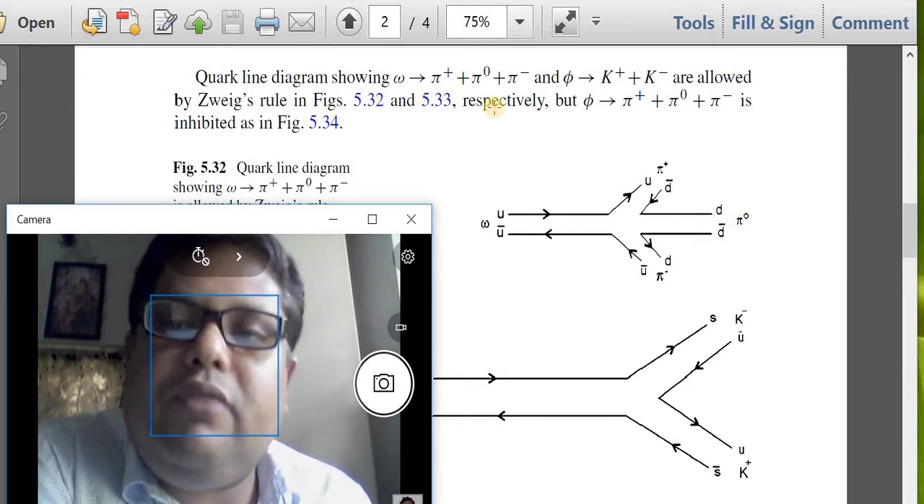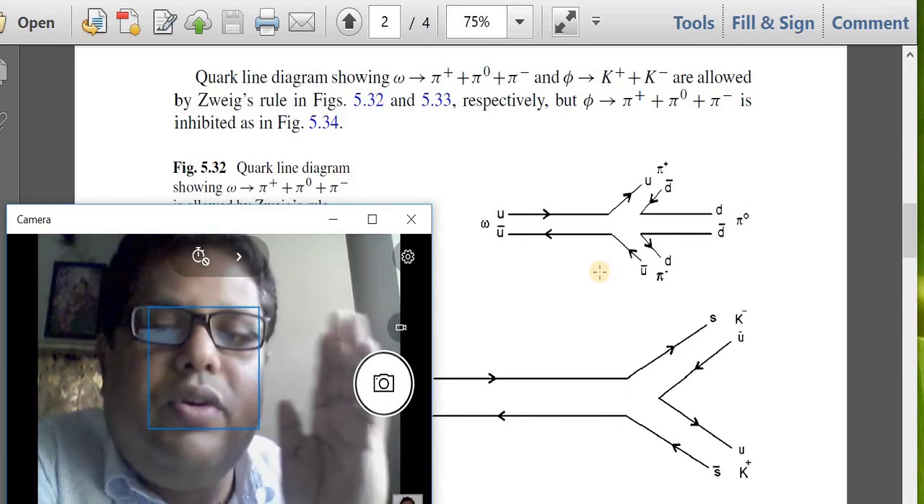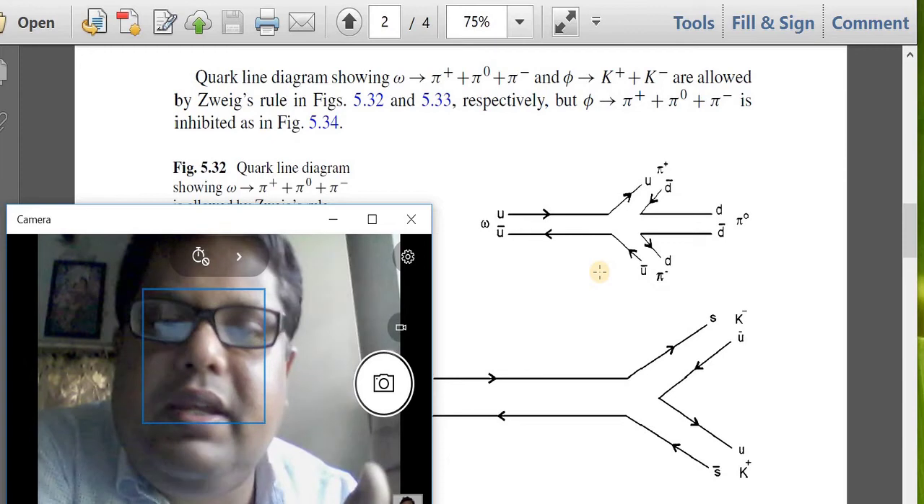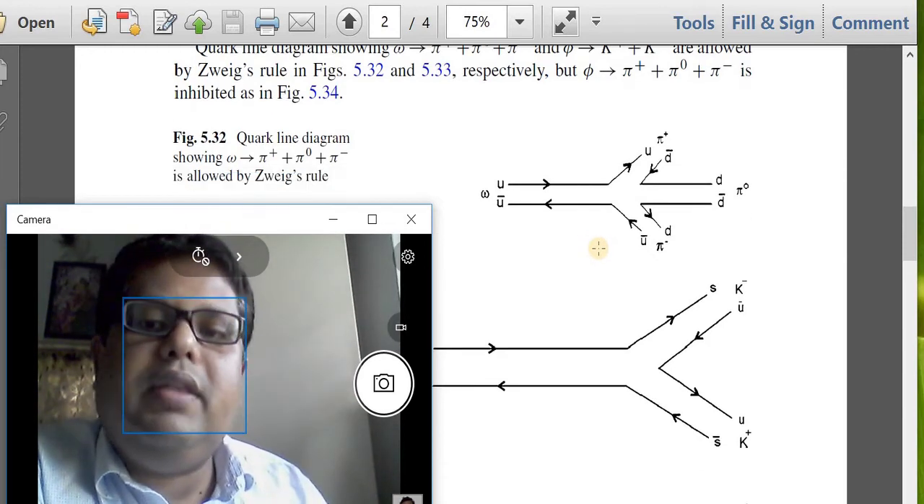for this example of figure 5.32? This is very simple. You see, there is no disconnection. No problem here. No disconnection. Very simple diagram. Let me now show you the next figure.